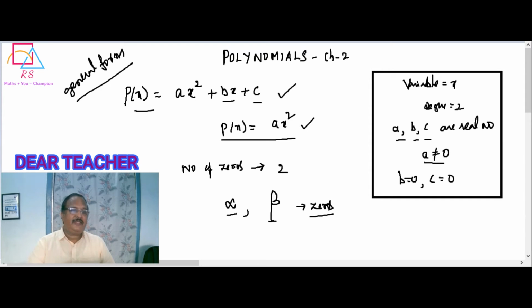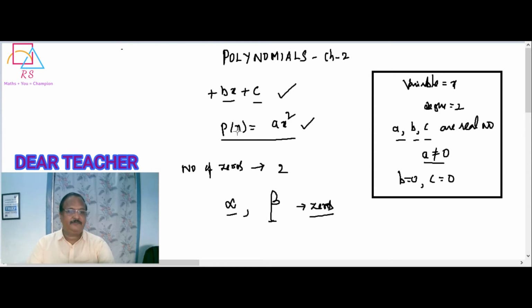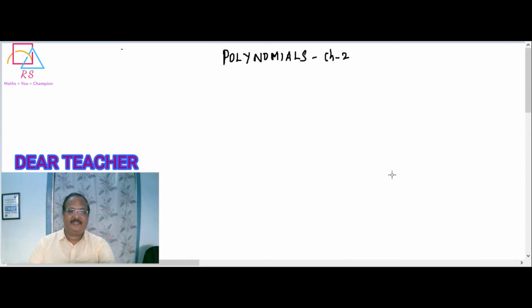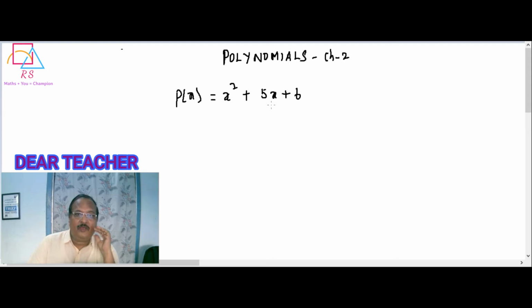So now our target is how to find the zeros of the quadratic polynomial. Okay. Let us take an example and understand. Let me take p(x) is equal to x square plus 5x plus 6. This is a quadratic polynomial. How to find zeros for this?